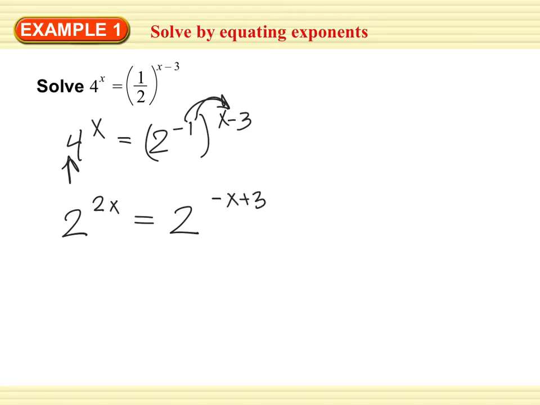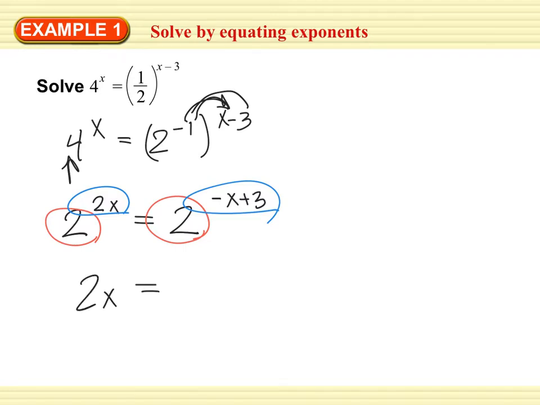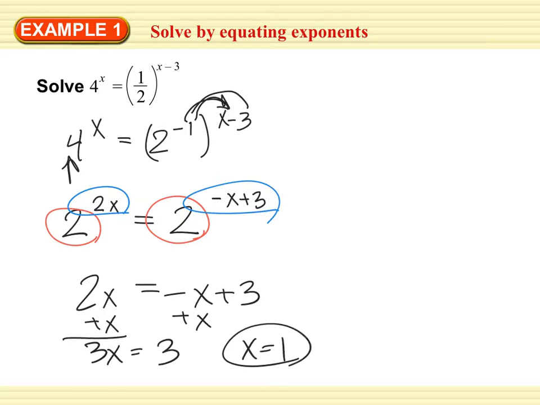I just did negative 1 times x, negative 1 times negative 3. Now that rule holds true. I have a base of 2, therefore the exponents are equal to each other. So I can just go straight to 2x equals negative x plus 3. That gives me 3x equals 3, x equals 1.